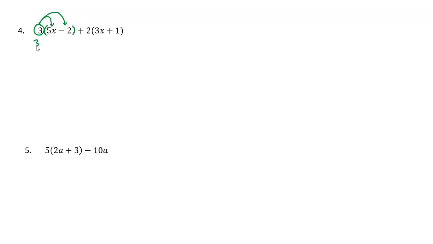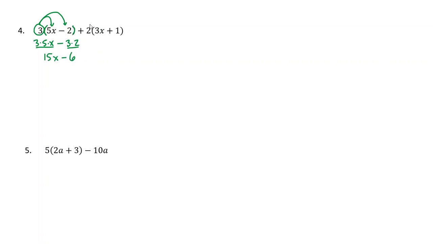So we have 3 times 5 times x minus 3 times 2. Okay, so I did the distributive property, and now I can do that. I can do 3 times 5 is 15, and then x minus 3 times 2 is 6.